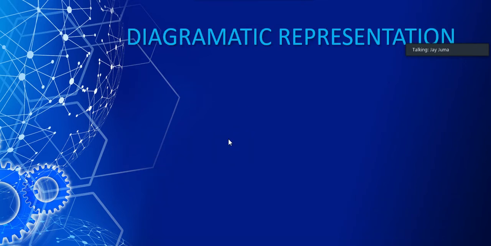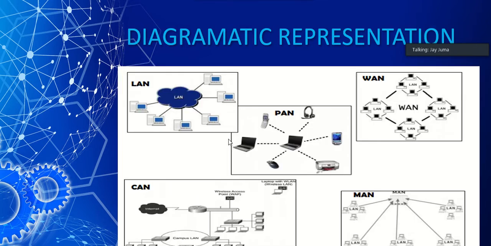Basically, a local area network. So we have a diagrammatic representation of a network. A local area network, this is how it looks. For instance, you are connecting networks in a building. We have a personal area network. You have your two laptops, or your laptop and that of your friend. You have a phone, you have an earphone. When you connect all this together, you form a personal area network.